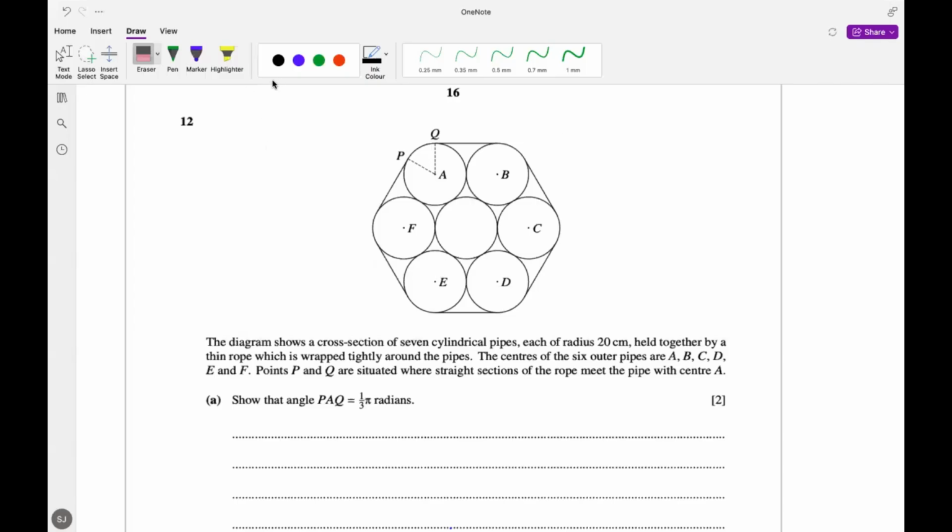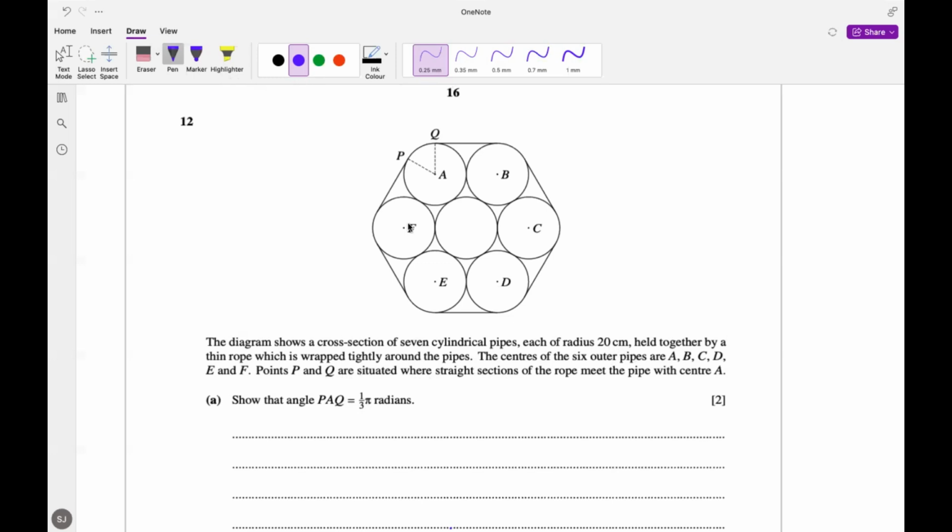Question 12. The diagram shows a cross section of 7 cylindrical pipes, each of radius 20 centimeter, held together by a thin rope. The centers of the outer pipes are A, B, C, D, E, and F. Points P and Q are situated where the straight section of the rope meets the pipe with the center A. In the first part, we have to show that angle PAQ is equals to 1 upon 3 pi radians.